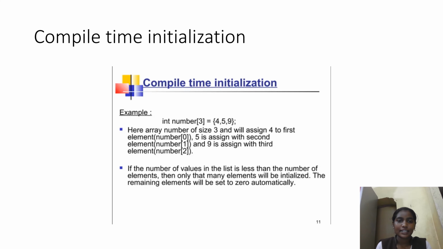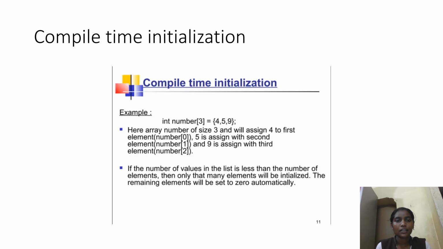Compile time initialization. During the compilation of the program, the values can be assigned to a particular variable. Such type of initialization is called compile time initialization. How can compile time initialization be achieved? With the help of the assignment operator, we can achieve compile time initialization.